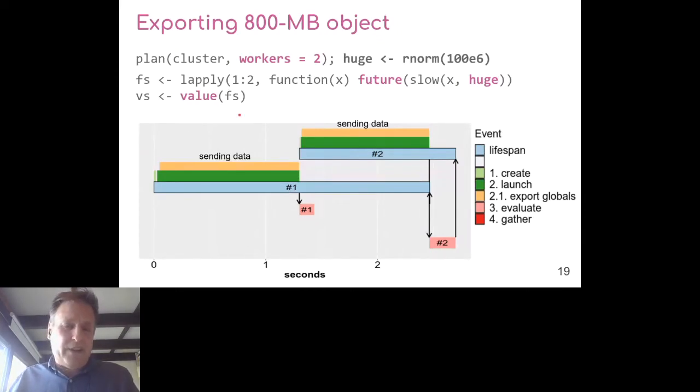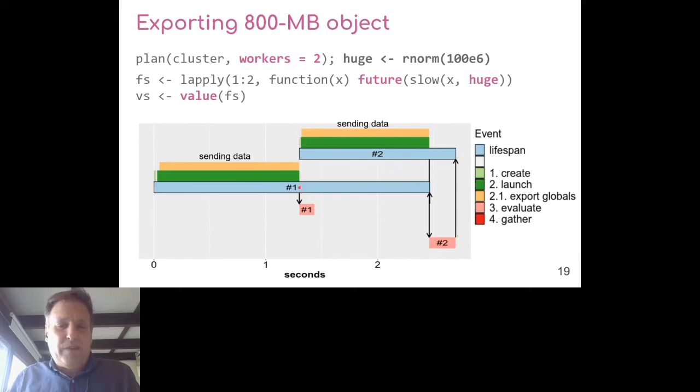Okay, so we heard from previous talks that there is overhead and data can be costly to send. So here's an extreme case, extreme in the sense relative to the speed of the slow function. Here I'm exporting an 800 megabyte object. I call it huge. It's 100 million values, and each value takes 8 bytes, so it's 800 megs. So if I now pass that on to the slow function, that has to, of course, be sent over to the worker also. So we're spending a lot of time here creating a future, and then launching takes a long time, and most of that time is to send the data over to the worker. And then the worker spends this much relative time to do the evaluation.